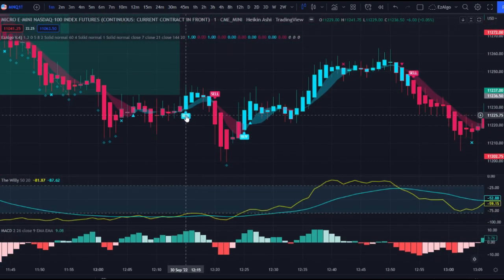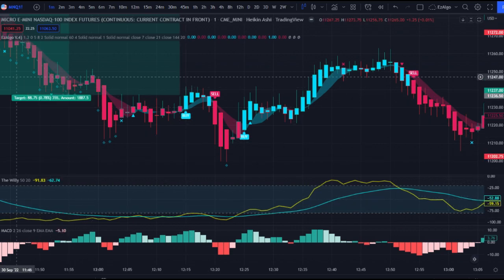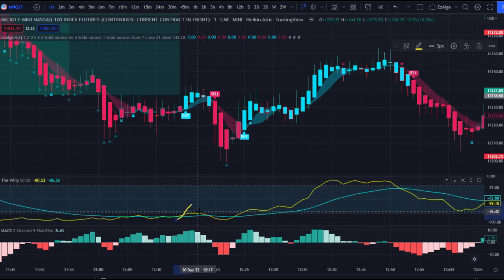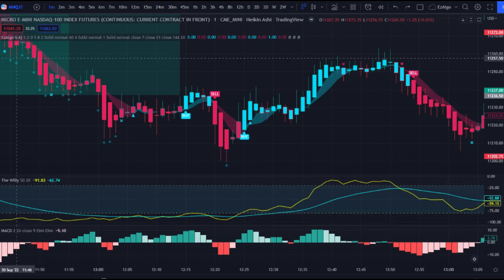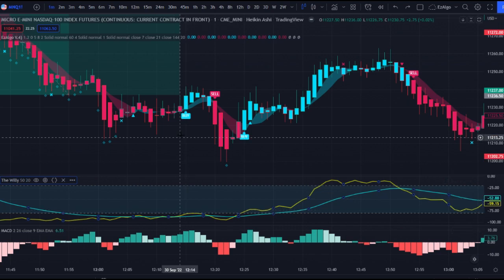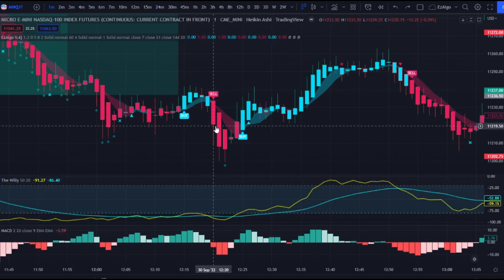Again, right, we're not going to take this buy signal because the Willie barely crossed the blue line, right? We didn't get that vertical cross like we want to see. We barely crossed it, so that's not enough for us. And also, the MACD had stayed green, right? It didn't change from red to green, so we're not going to take that buy signal.